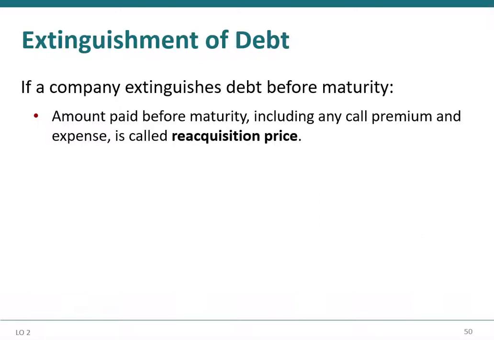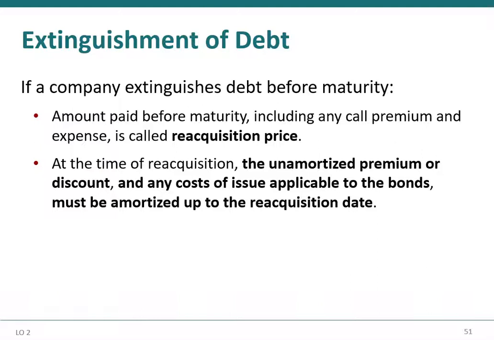One of the important things we need to remember if we extinguish debt early is we need to record amortization of any premiums or discounts clear up until the date that we reacquire the bonds. Just like plant, property, and equipment, if we dispose of a piece of machinery partway through the year, we want to record depreciation expense up and through the date where we dispose of or sell that equipment. Then we calculate any gain or loss. The same is true with the retirement of debt. We will amortize any premium or discount up until the reacquisition date.